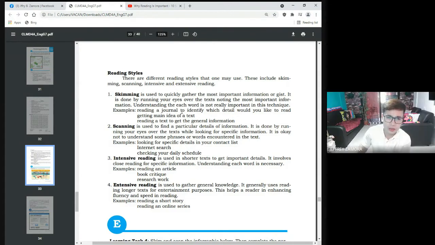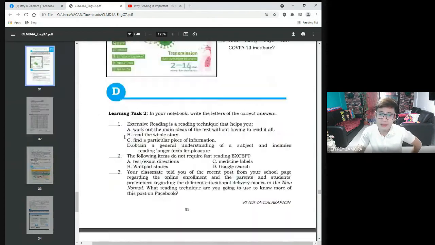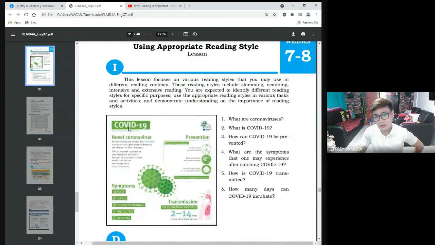Okay, that is what you call skimming. My technique in skimming is reading a text to get the general information. That's why the teacher is always asking at the end of the reading selection, what is the selection all about? For example, what is this infographic all about? Of course, the answer is it is all about COVID-19. That is what you call skimming.